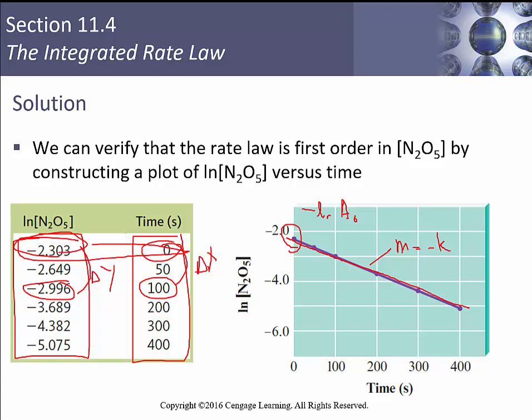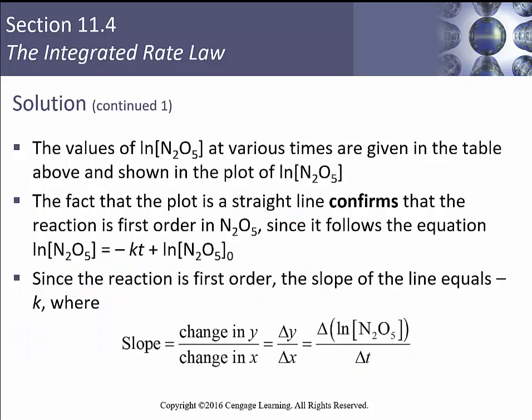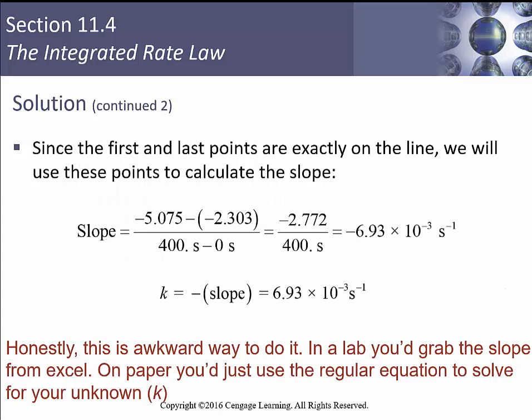It is better to go with a linear least squares plot, if you can, rather than arbitrarily picking any of those two data points, because what if this one over here, this first one, is kind of a little bit weird. Right. So our slope is just going to be change in y over change in x, or rise over run. Since the first and last points are exactly on the line, we're going to use those to calculate the slope.